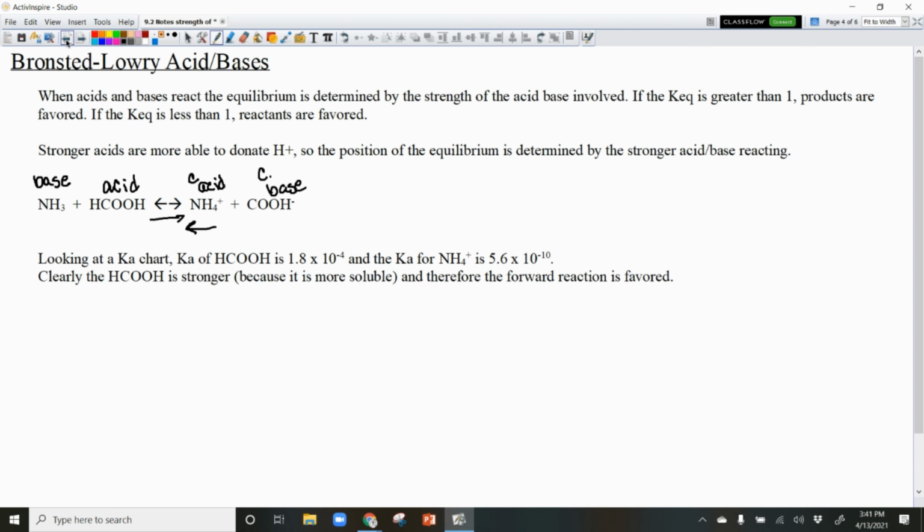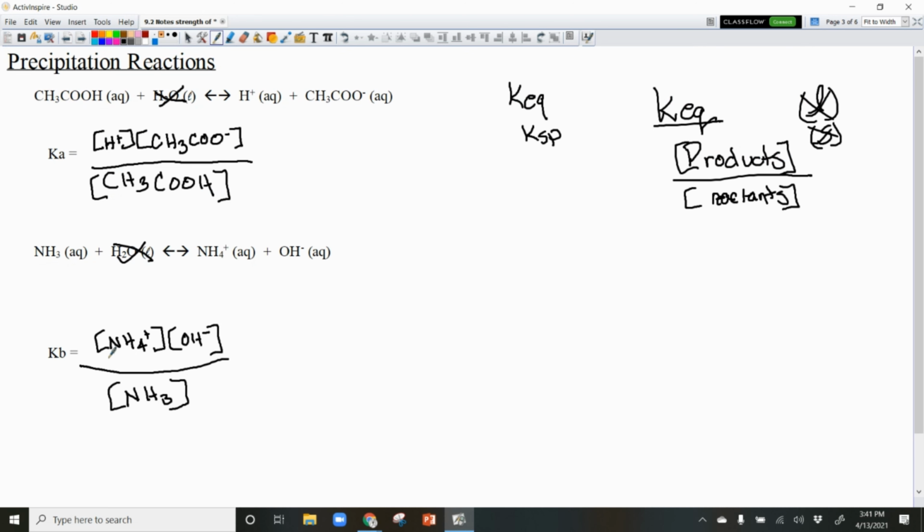The main thing about this section right here is writing these Ka and Kb expressions, because in our section 9.4, well, actually a little bit in 9.3, but especially in 9.4, we're going to start looking at calculating things with the ICE charts and knowing how to write these Ka expressions. So it's just like the Ksp that we did, right? Just exactly like the Ksp, except for now these are acids and these are bases. Same thing, products over reactants, the concentration of the products over the concentration of the reactants.